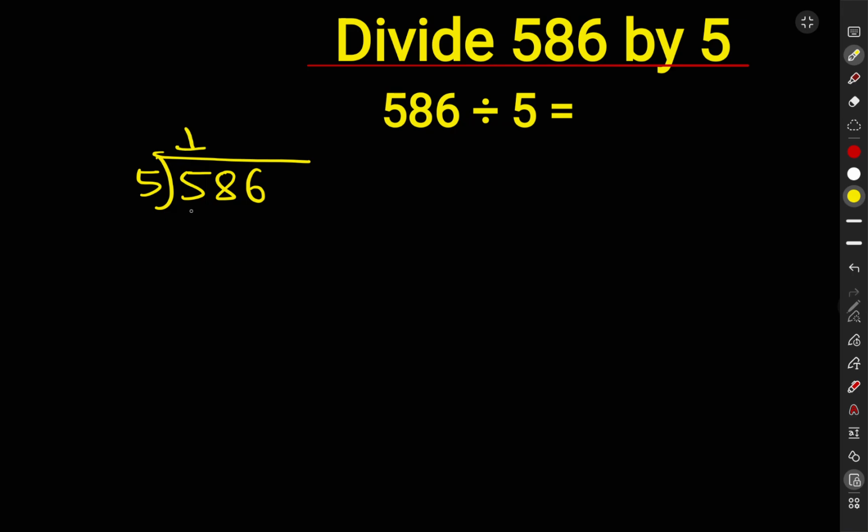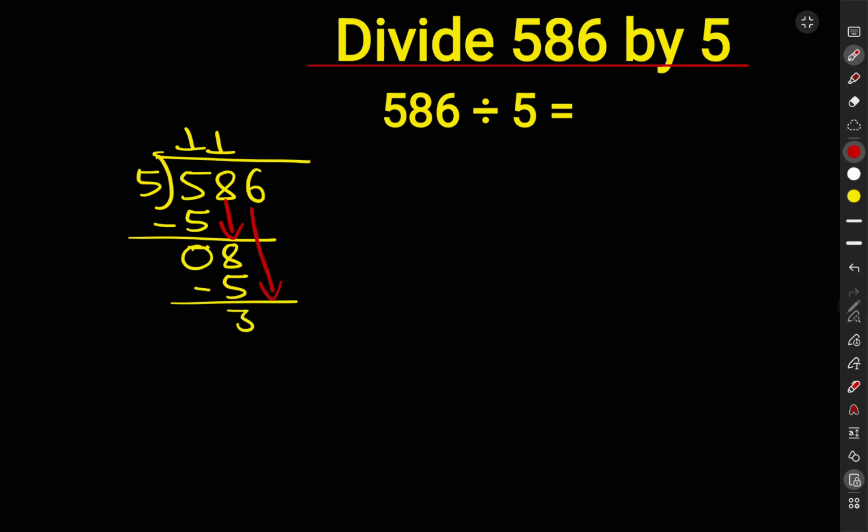5 times 1 is 5. On subtracting we get 0. So now we put down this 8 and 5 times 1 is 5. On subtracting we get 3.